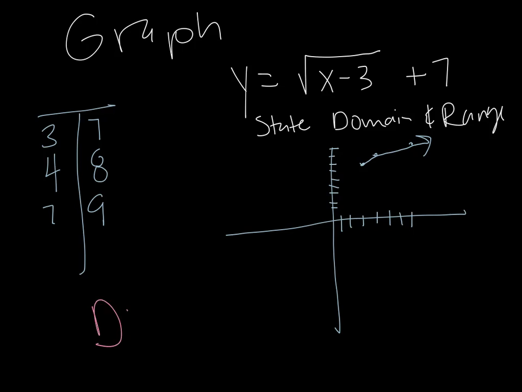My domain here, if I look, I'm starting at this point and I'm going to the right forever, so x is greater than or equal to 3. My range here, I'm looking at this point, starting at that point, and then I'm going up. I went up forever, so y is greater than or equal to 7.